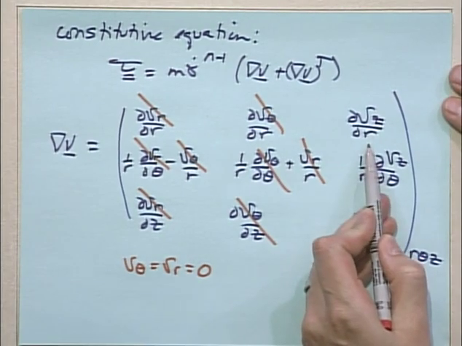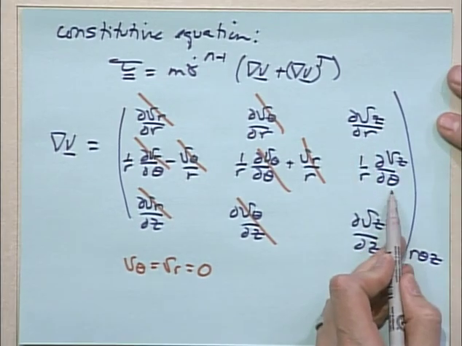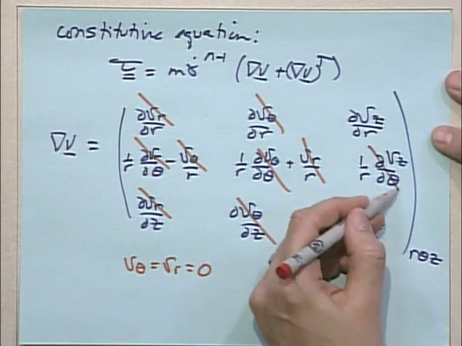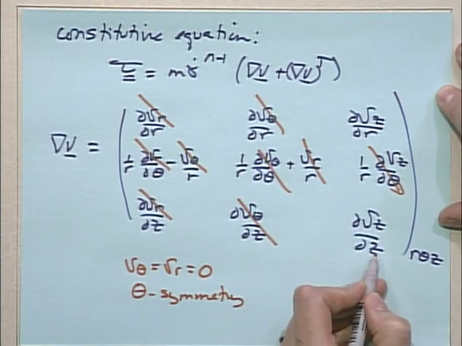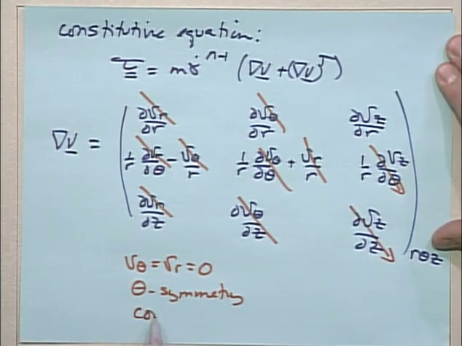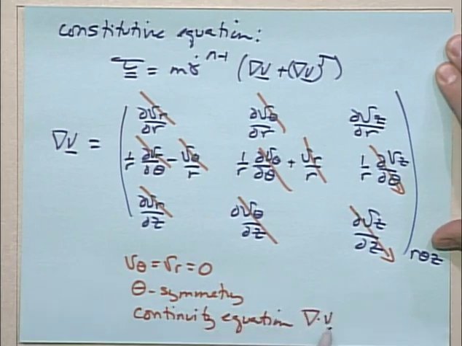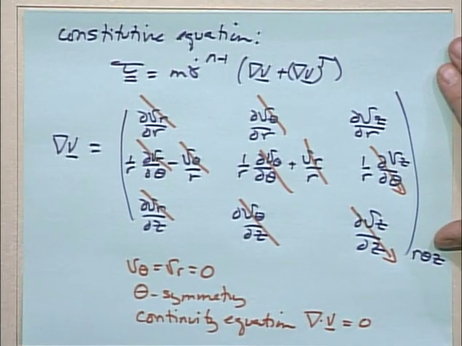Is Vz a function of R? Yeah. Is Vz a function of theta? No. So this is theta symmetry. Is Vz a function of Z? Why not? Well, the continuity equation. We got that one directly. So only one thing is staying behind.